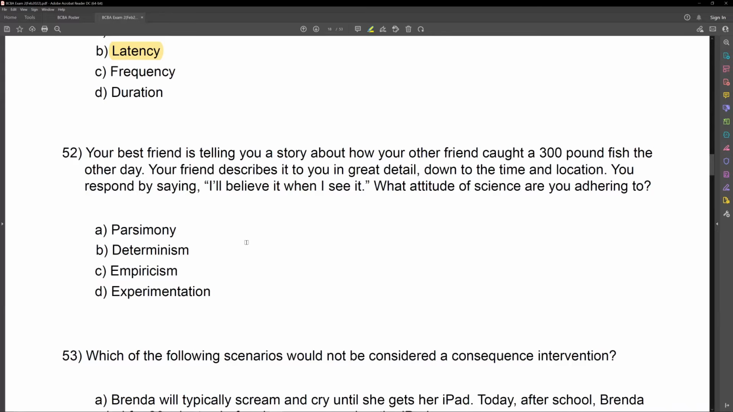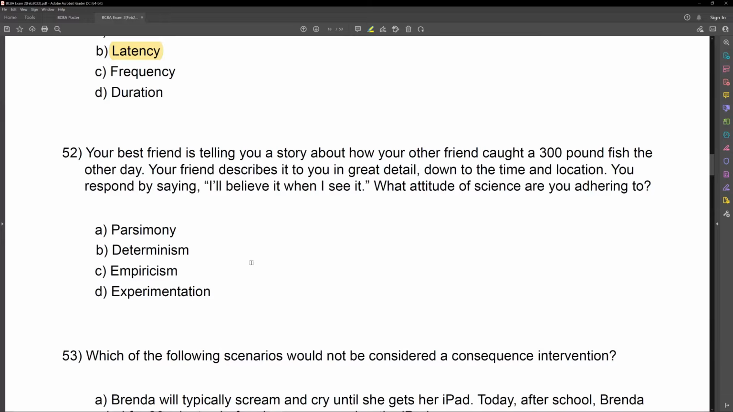So what about determinism? Determinism just says behavior is lawful. It says the universe is an orderly place. We are concerned with behavior happening for a reason. In our question choice, are we concerned with behavior happening for a reason? Not really, right? We're just concerned with observing this fish our friend claims to have caught.